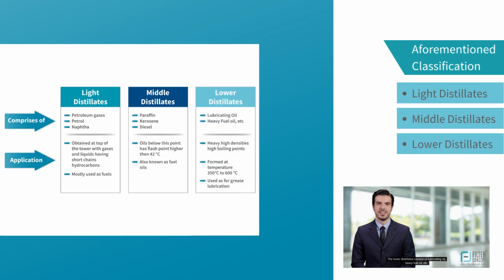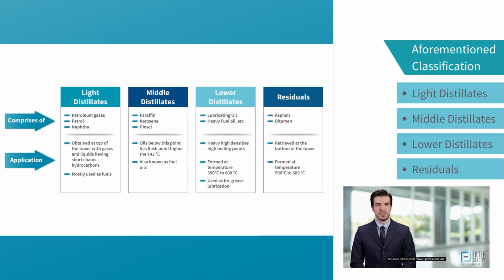The lower distillates consist of lubricating oil, heavy fuel oil, etc. At the bottom extremity of the fractioning tower, the lower distillates form. These have high densities, high boiling points, and are not used as fuels, but more as grease for lubrication. They are formed at higher temperatures of 350 Celsius to 600 Celsius. Bitumen and asphalt make up the residuals. As petroleum products are manufactured to eventually be burned, it's essential that all waste be minimized. So crude oil residue is retrieved from the bottom of the distillation tower, where the temperature reaches 500 Celsius to 600 Celsius, and is put to use.